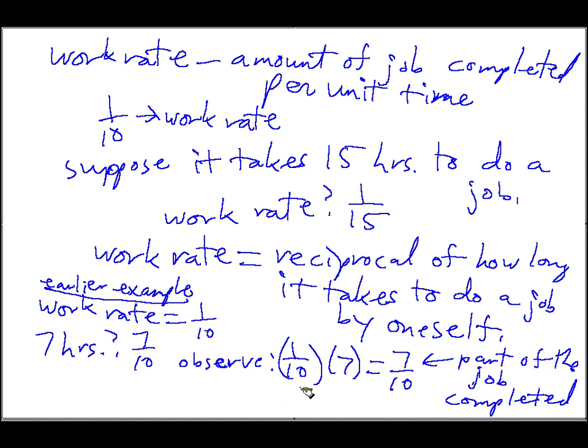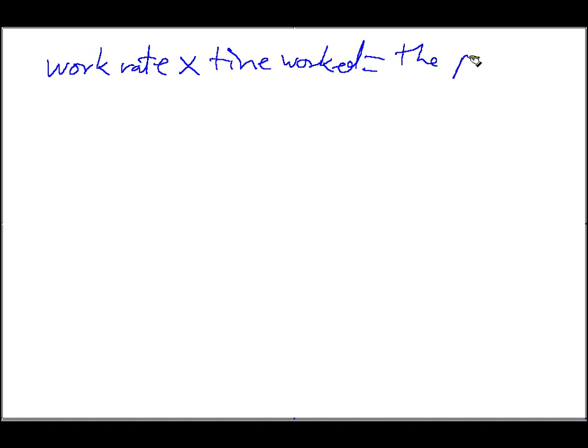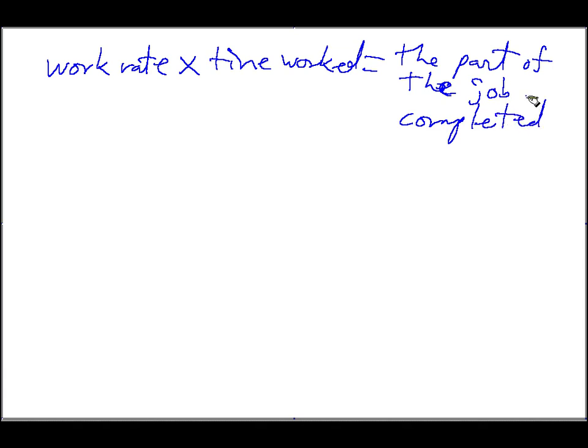Right? So let me clear out this here, write that equation here. Okay? So again, we're saying what? We're saying work rate times the time you put in, time worked, is equal to what? The part of the job completed. Okay, can we see that again? Work rate times time worked is equal to the part of the job that you complete.